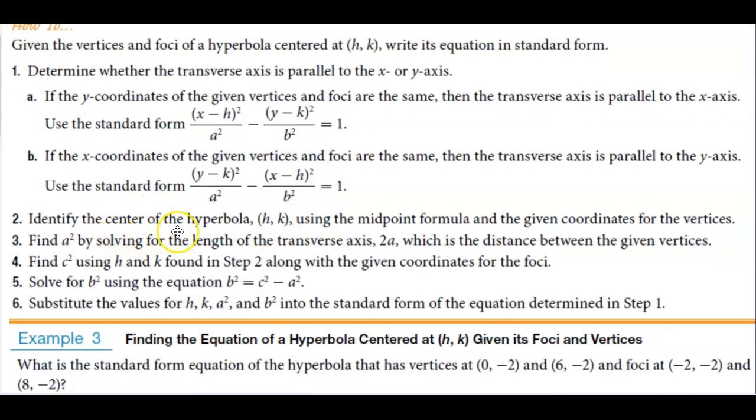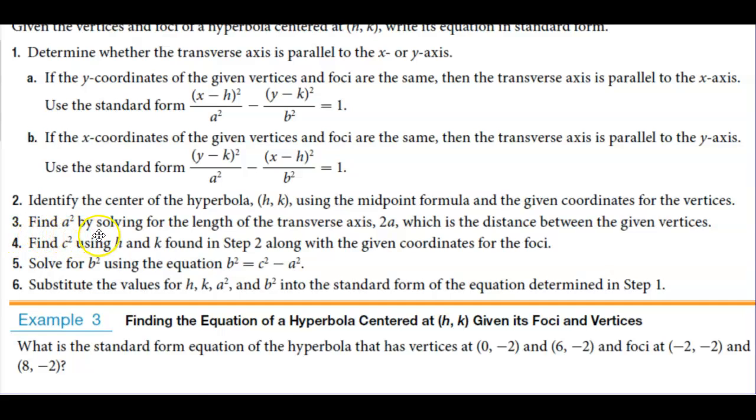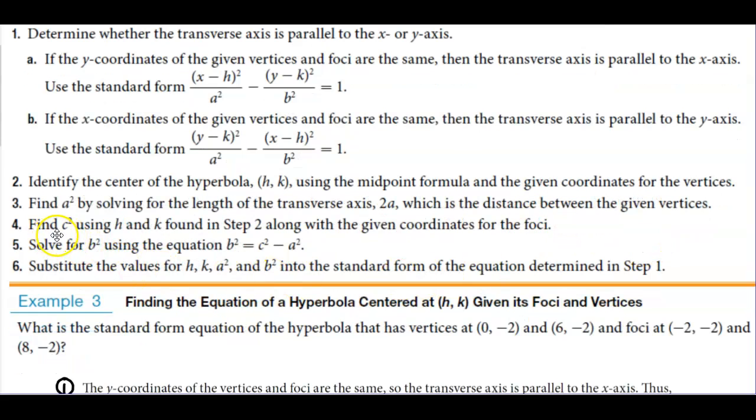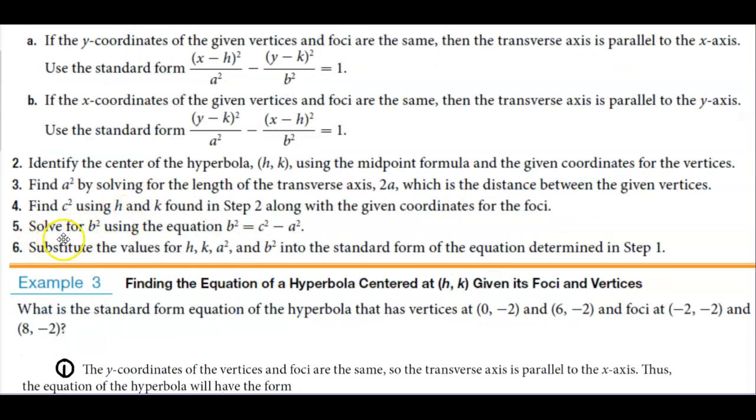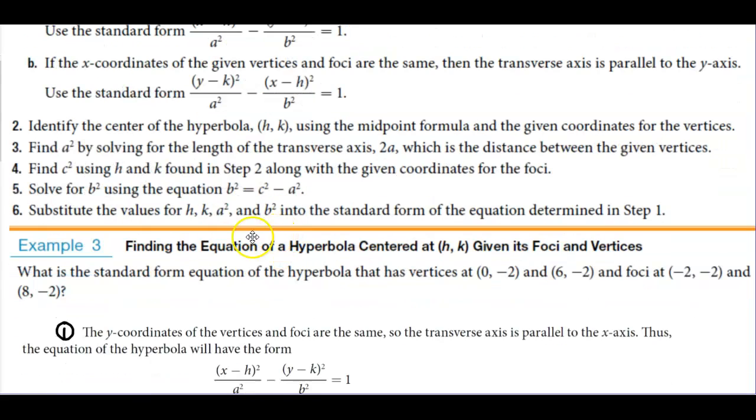Number 2, we can identify the center of the hyperbola, (h, k), using the midpoint formula and the given coordinates for the vertices. Number 3, you're going to find a squared by solving for the length of the transverse axis, 2a, which is the distance between the given vertices. Step number 4, we're going to find c squared using h and k found in step 2, along with the given coordinates for the foci. Step 5, solve for b squared using the equation b squared equals c squared minus a squared. And number 6, substitute the values for h, k, a squared, and b squared into the standard form of the equation determined in step 1.